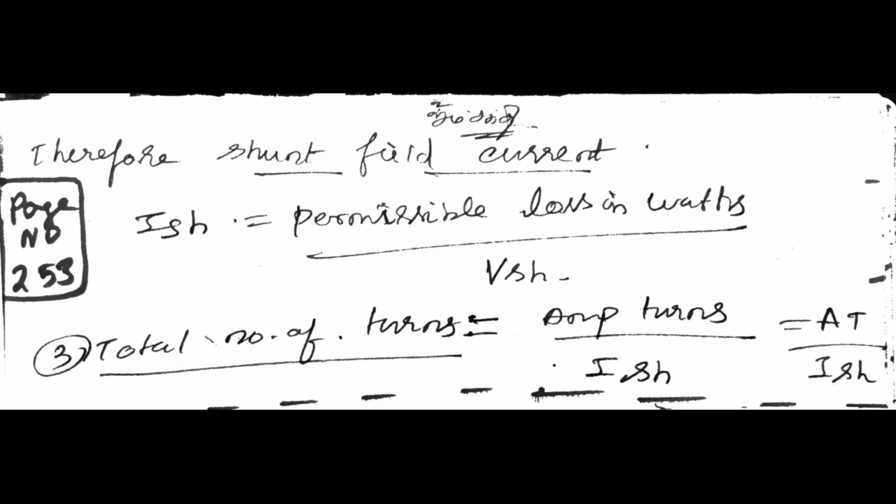Continuation of shunt field current. Therefore, shunt field current ISH is equal to permissible loss in watts divided by VSH. Third, total number of turns is equal to ampere turns divided by ISH, that is AT divided by ISH.